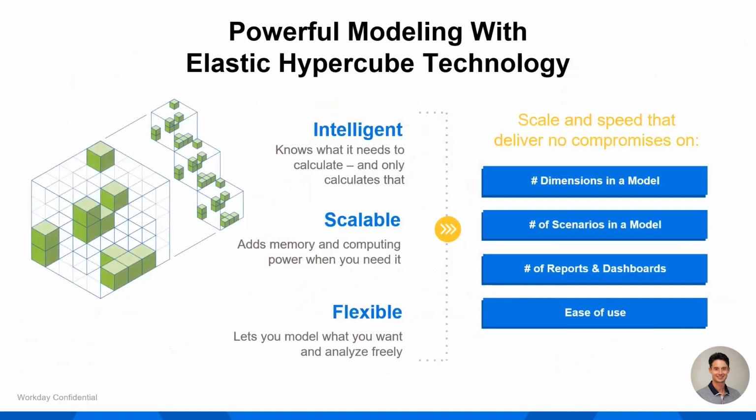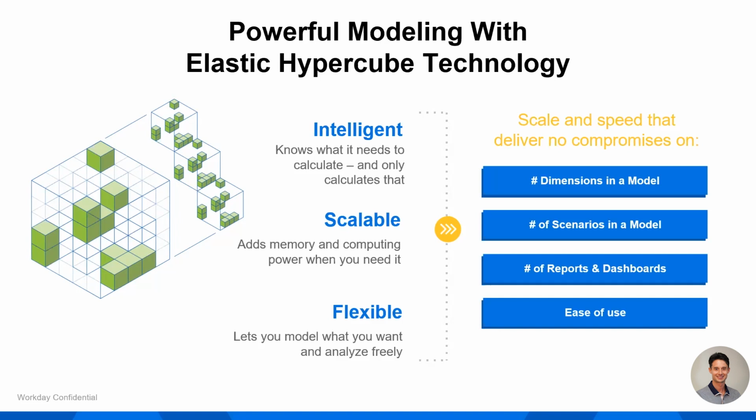Now, Adaptive runs on, it's a fancy name, Elastic Hypercube technology. This is a patented Workday technology, and this is a key competitive differentiator. I'm not going to talk about technical specifics because it really isn't important, but the reason it is key is because it makes the solution scalable and able to have an unlimited number of dimensions, an unlimited number of versions, scenarios, while still keeping the solution really easy to use. It's intelligent, so when your system needs more processing power, the system expands to give it to you only when you need it.